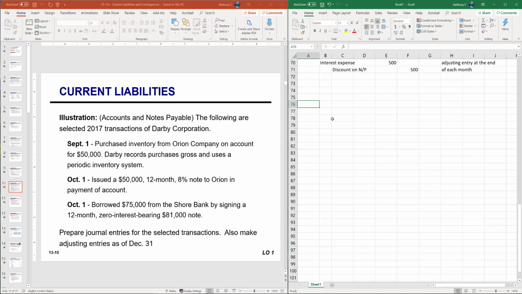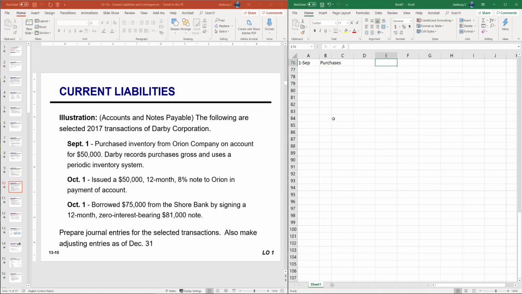Okay, so the first transaction happens on September 1st. We purchase inventory from Orion on account for $50,000. Darby records purchases gross and uses a periodic inventory system. Since we're using a periodic inventory system, any purchases of inventory go right into your purchases account. If we were using a perpetual inventory system, then we would debit inventory.